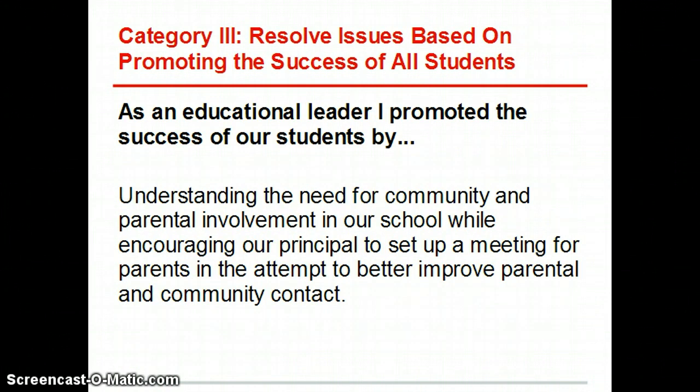Category 3, resolve issues based on promoting the success of all students. As an educational leader, I promoted the success of our students by understanding the need for community and parental involvement in our school, while encouraging our principal to set up a meeting for our parents and attempt to better improve our parental and community contact.